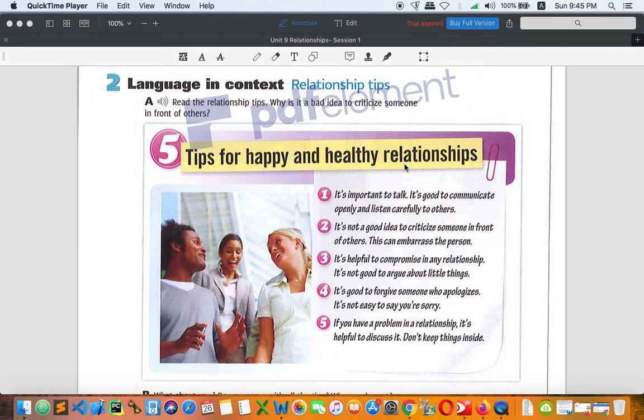So this is about relationship tips. Maybe you don't know how to take care of your relationship. So here are some tips that can help you to last your relationship longer or forever. Take a look at this activity. What you have to do right here: read the relationship tips.